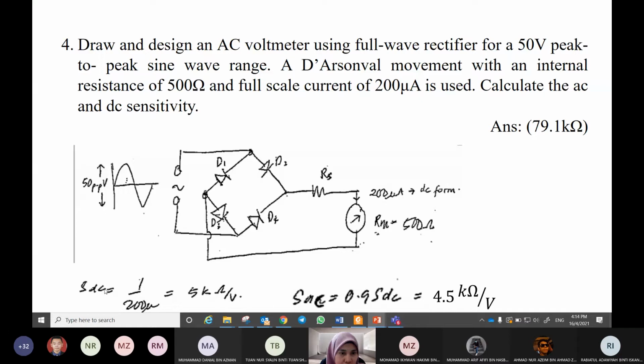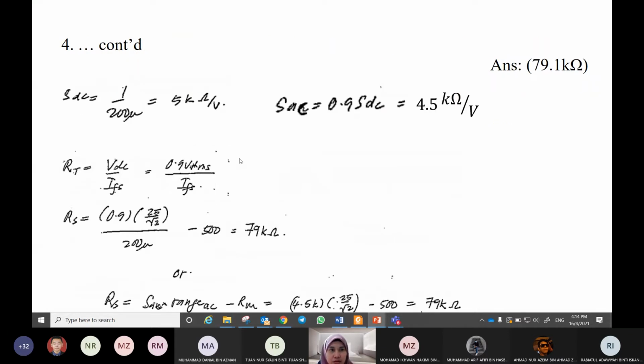Okay, now let's start with SDC. SDC is equal to 1 over current, 1 over 200 micro. We get 5 kilo ohm per volt. So SAC is equal to, because of full wave rectifier, 0.9 SDC, 0.9 multiplied with 5K, we get 4.5 kilo ohm per volt. And then we should find Rs.